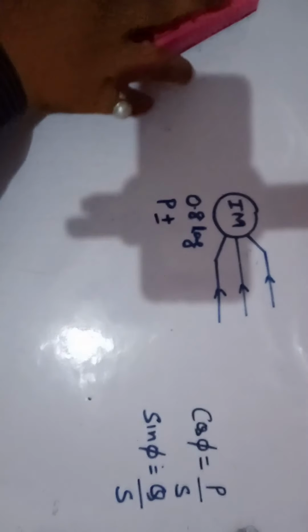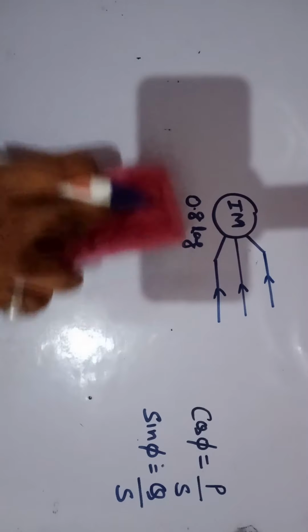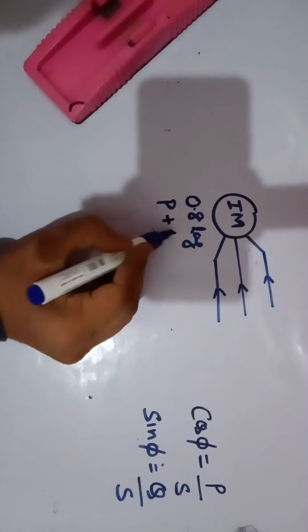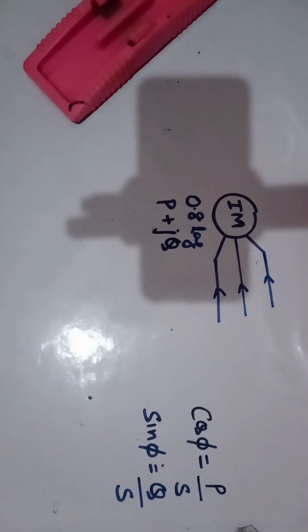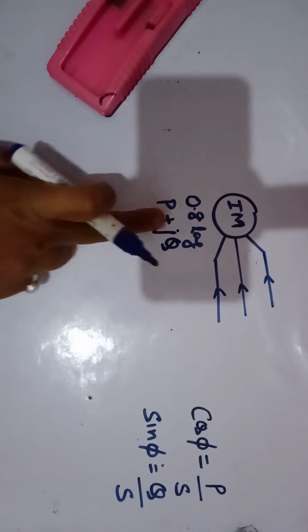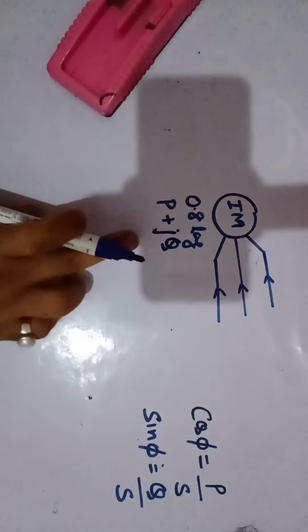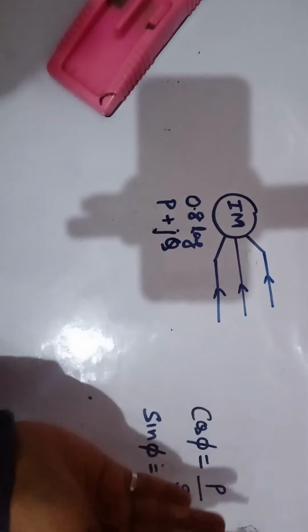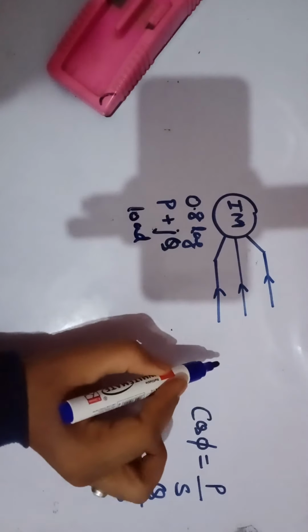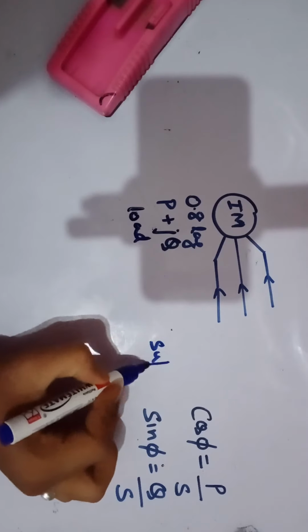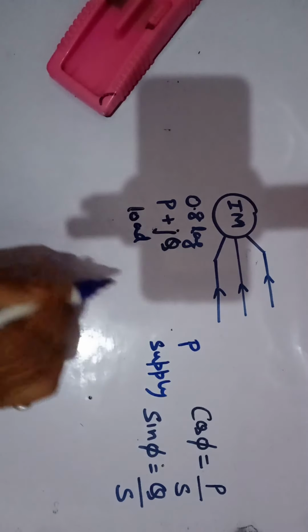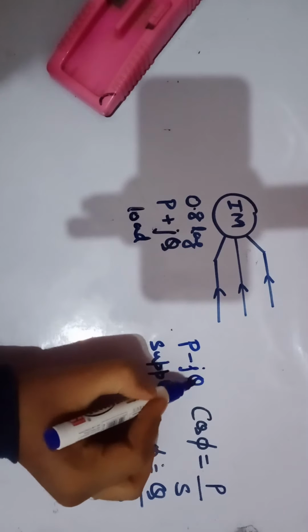Considering it as a load, it will be plus jQ. This j is from the load end. But if I see from the supply end, what the supply sees, the supply will give you P, but it will have minus jQ.